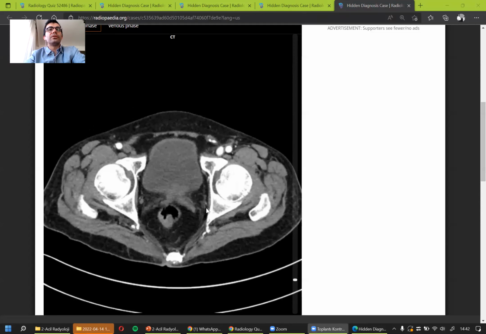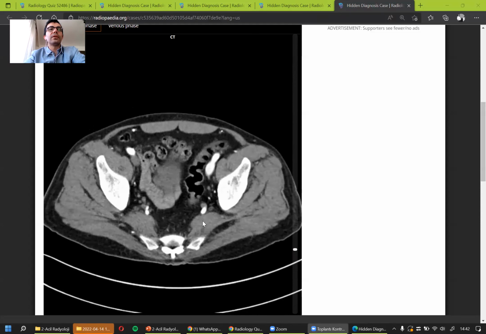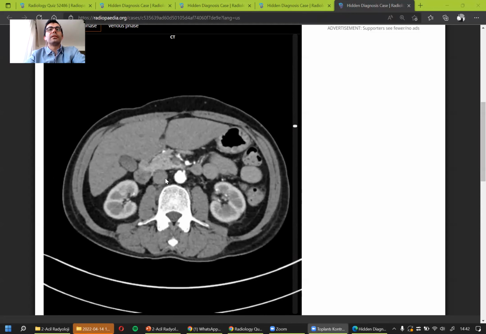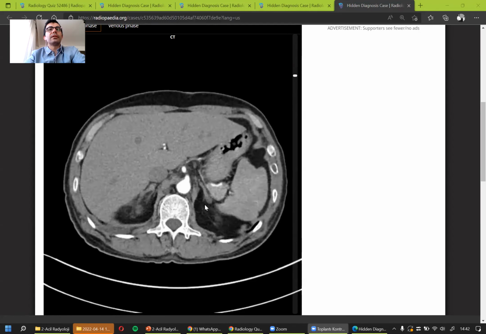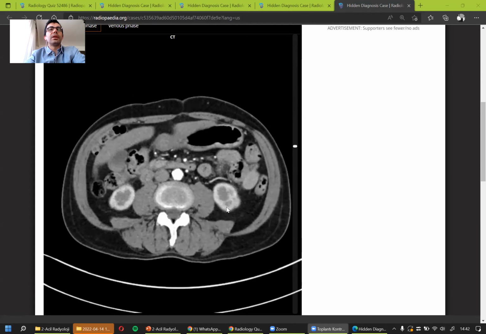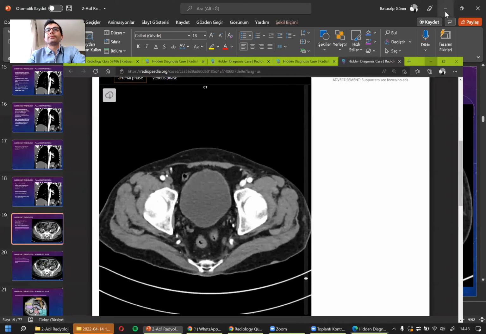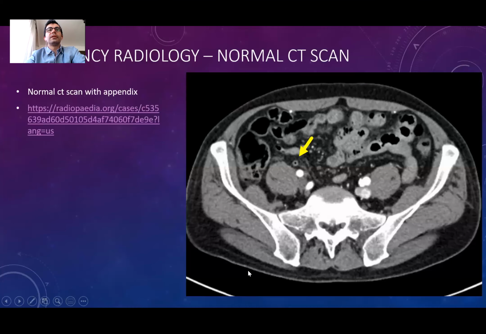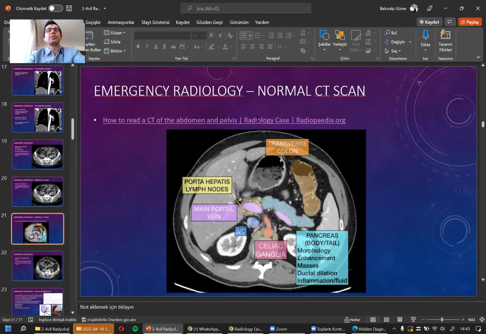Also, I'm checking the other organs. I'm seeing the bladder. I'm seeing no free fluid around the bladder. The aorta is fine. There is no free fluid inside the pleural cavities. So that's pretty much it. It's a normal CT scan with a normal appendix. So let's check an abdominal CT scan.